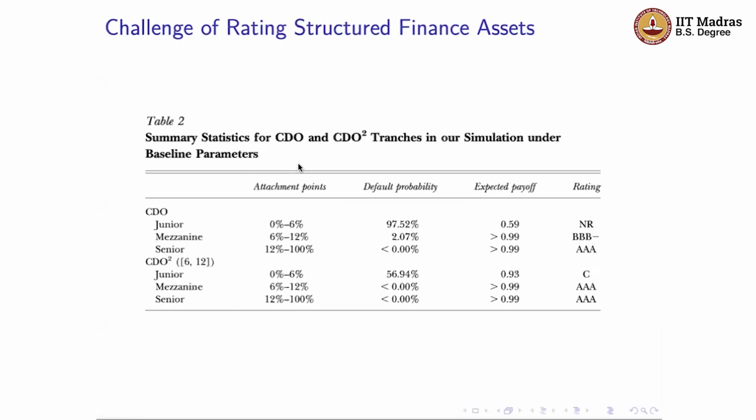So these are just, again, some numbers. You have this as the CDO, where the junior tranche has a very high default probability, and in that case, we are not even going to rate it because of such a high probability. The middle tranche is going to have a probability of 2.07%, which would correspond to a rating of BBB minus. And the senior one has a very low probability, and that's going to have a rating of AAA. And in the CDO squared that was created, the mezzanine layer also has a rating of AAA, because of the reasons that we talked about.